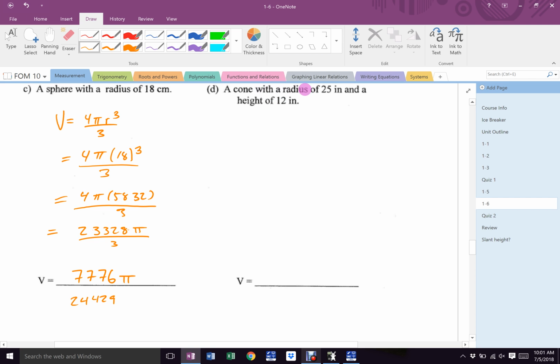And finally, a cone with a radius and a height. Volume of a cone, since it's area of base times height divided by 3. Since the base is a circle, it's pi r squared times height divided by 3. Pi times 25 squared times 12 divided by 3. And then you could finish that off.